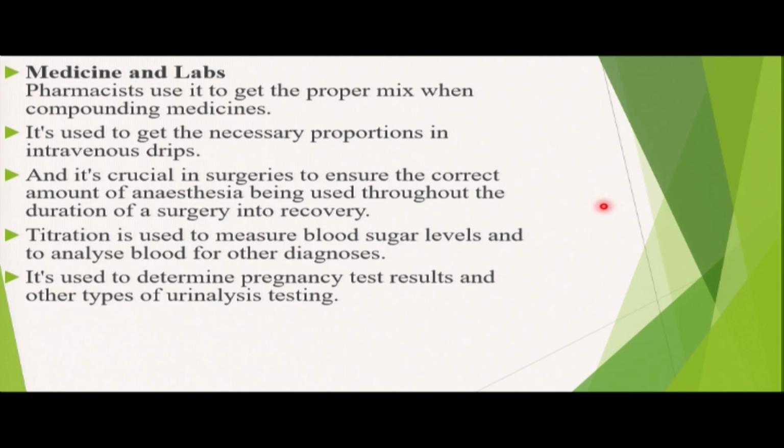Let us look at the real life situations, as I mentioned earlier. Where do we apply these? Titration reactions are used in medicine and laboratories. Pharmacists use them to get the proper mix when compounding medicine. So when they are mixing the drugs to get the proper amounts, they use titration reaction, used to get the necessary proportions in intravenous drips.